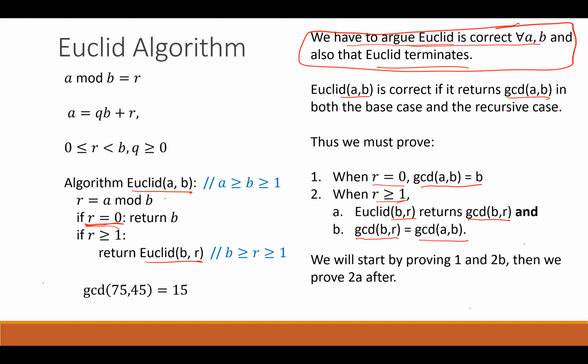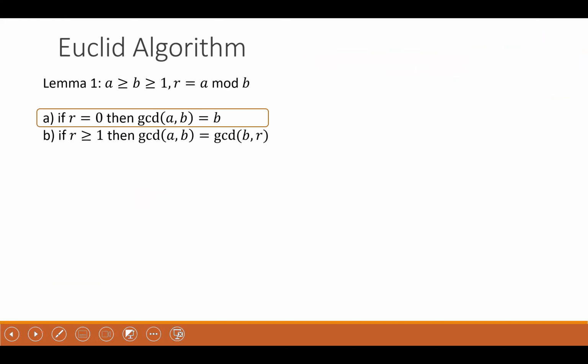So we're going to start by proving just this one and this one. We'll start by proving that if there's no remainder, the greatest common divisor of A and B is B. And if there is a remainder, then the greatest common divisor of B and the remainder is the same as the greatest common divisor of A and B. All right, so these are the two things we want to prove.